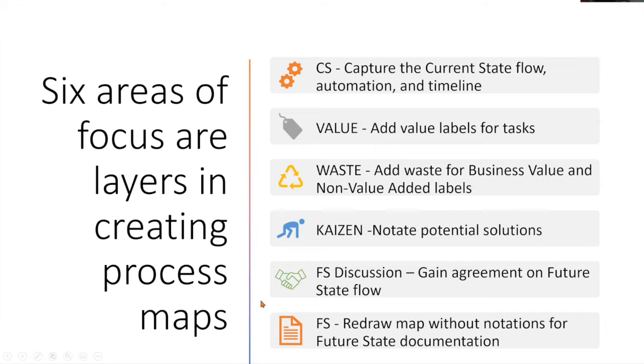So as we layer our maps, we're looking at 6 different areas, and we're going to illustrate these so that you'll have an idea of what we're working toward. We look at the current state map of capturing that current state flow, what the automation is and what the timeline is. We look for what the value is, looking at each of those tasks as to which ones add value. We look for the waste. What is the waste for the business value and the non-value added labels? We don't worry so much about the value labels, because if they're marked as a value label, there should not be any waste there.